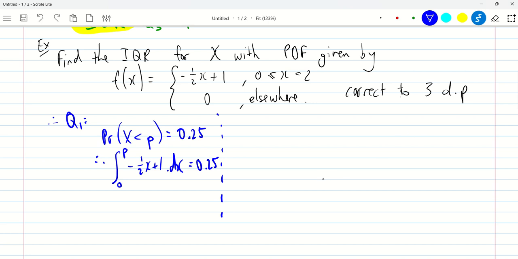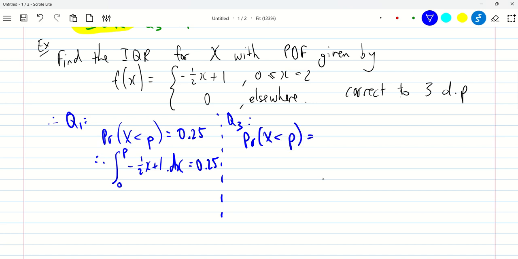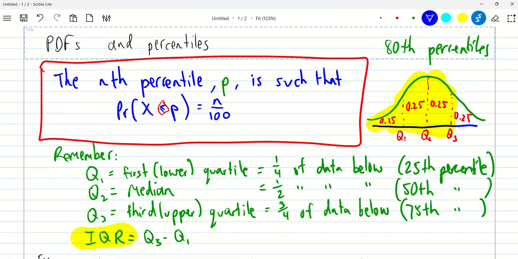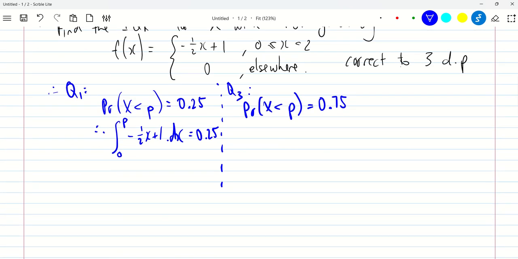I'll just do the working out for Q3. It's very similar, and then we'll go to the calculator. Same thing, we want the probability that x is less than p equal to, this time for the third quartile, 75% of the data to be less than p. So p is further to the right, we want 75% of the data to the left of it. So it's equal to 0.75. That means the integral from 0 to p, same function, equals 0.75. We just need to solve both of those and we'll find the value of p.